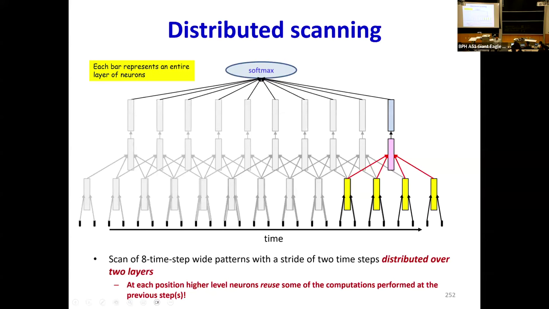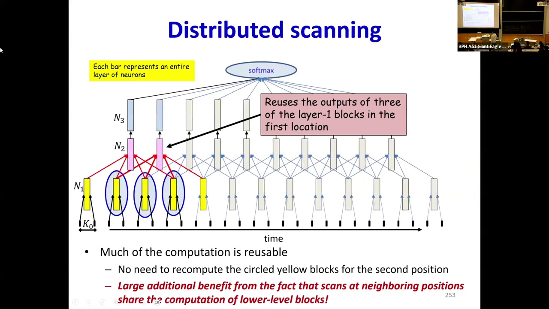Because you're reusing compute. At each position, you're basically reusing the outputs of the three of the first layer blocks. This is when the computation is distributed over only two layers.